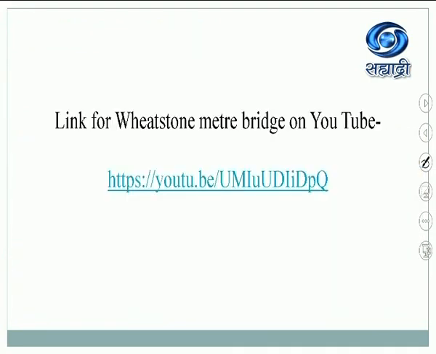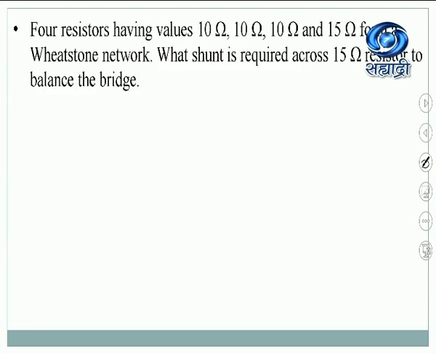I want to tell you that there is a YouTube link. If you go on this link and see, this Wheatstone meter bridge experiment is better explained there, so you will better understand that experiment. Because of that, I have given this link, so you can follow the link and see how the explanation is made there. Okay, we shall go for the numerical now.